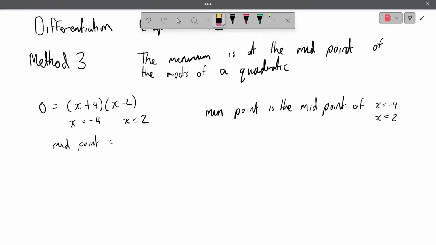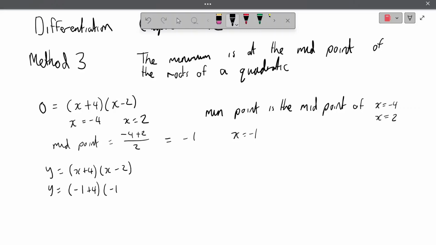So the midpoint equals minus 4 plus 2 over 2, which is minus 1. So that means x equals minus 1. And then you can plug that into our equation of y equals (x plus 4)(x minus 2). So y equals (minus 1 plus 4)(minus 1 minus 2).